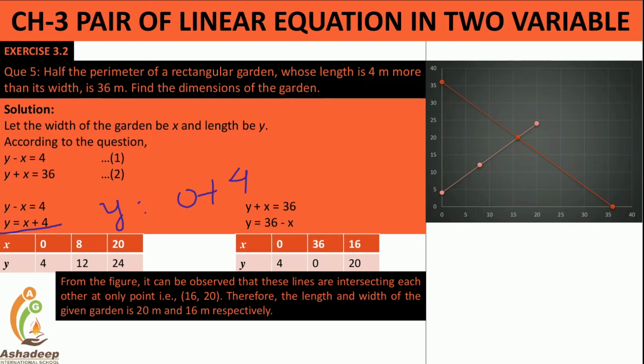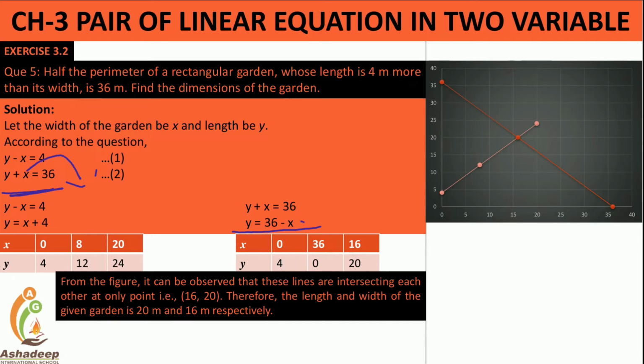But instead of 0, if I put 8, so what is 8 plus 4? It is nothing but 12. So the value of y is 12. Now put 20. If I put here 20, so 20 plus 4, 24, right? Now in the same manner we need to do here. Move the x onto the other side, it becomes minus. So y is equal to 36 minus x, right?